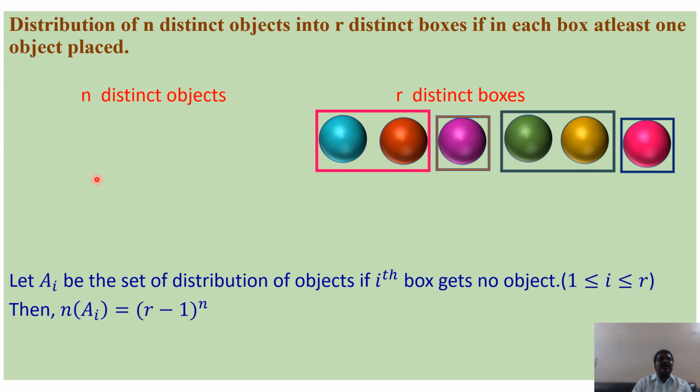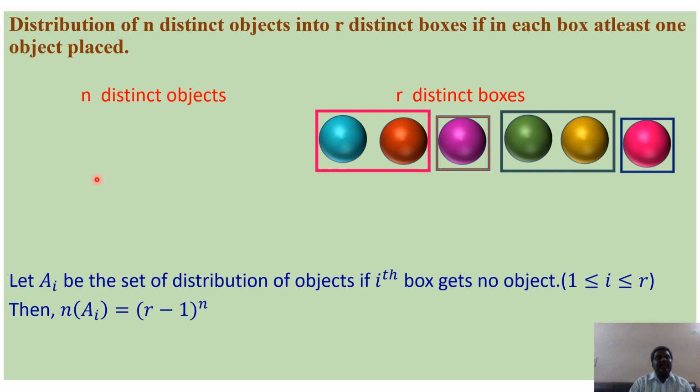So first ball, how many ways can you send? r minus 1 ways. Second ball, how many ways can you send? r minus 1 ways. Note that a box may take any number of balls. We already discussed it. Here repetition is allowed. So the first ball may be sent in r minus 1 ways, the second ball in r minus 1 ways, the third ball in r minus 1 ways, and so on up to the nth ball in r minus 1 ways, because the ith box isn't interested in taking any ball. So n of Ai is equal to (r minus 1) whole to the power of n.